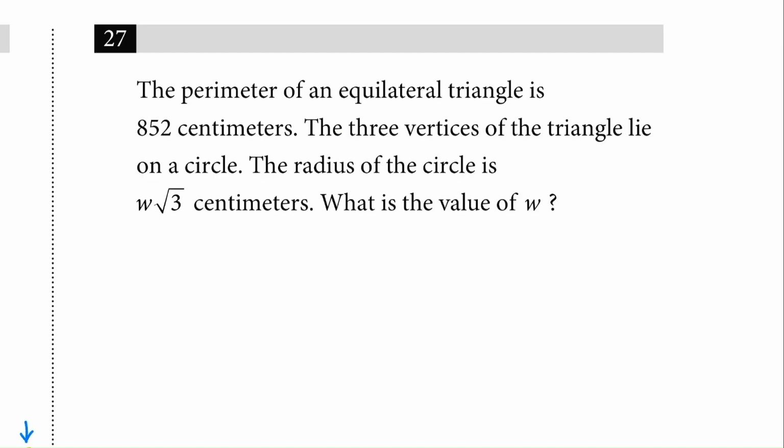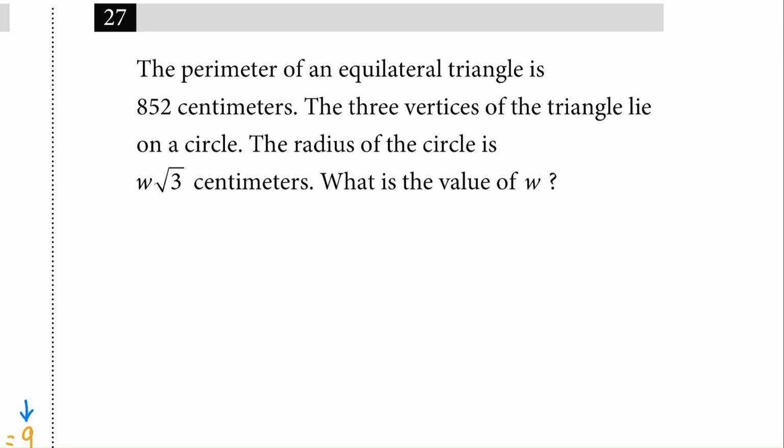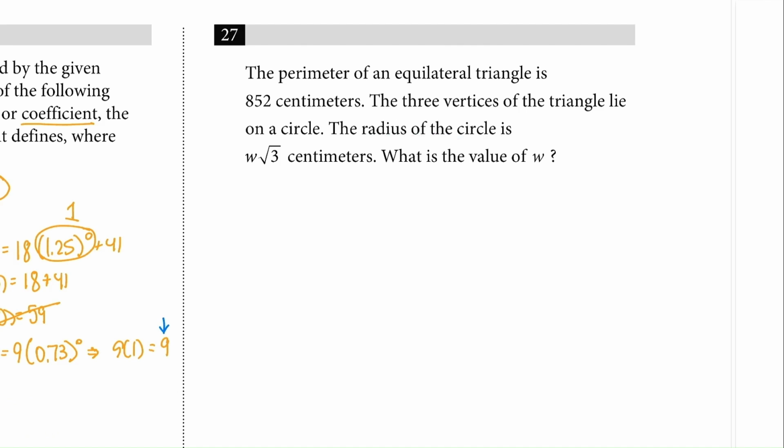So congratulations, we've made it to the last question on module 1. So the perimeter of an equilateral triangle is 852 centimeters. The three vertices of the triangle lie on a circle. The radius of the circle is w radical 3 centimeters. So what is the value of w? So let's go ahead and sketch out our triangle here.